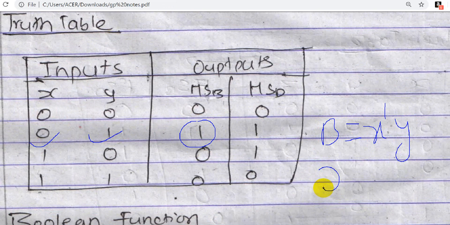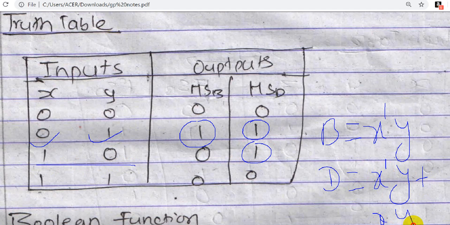And for difference, there are two terms. For this one we can write X complement Y plus, for this one we can write X Y complement. Therefore we can write D equals X XOR Y.